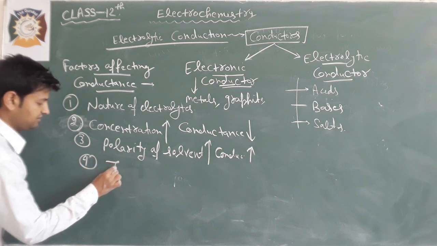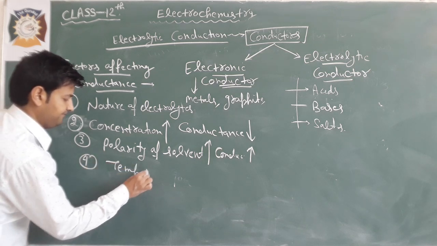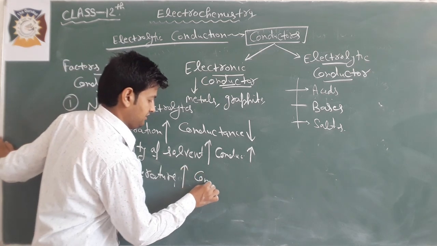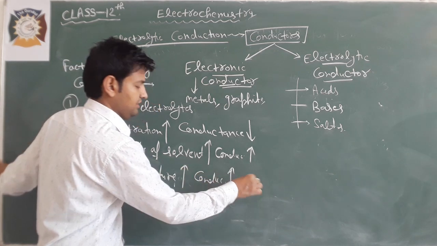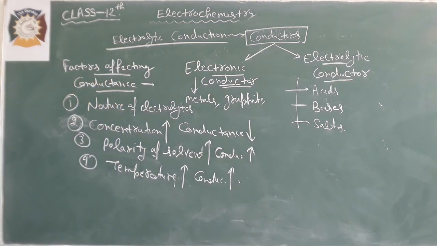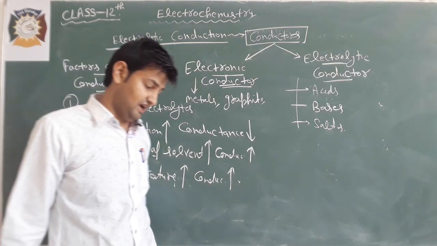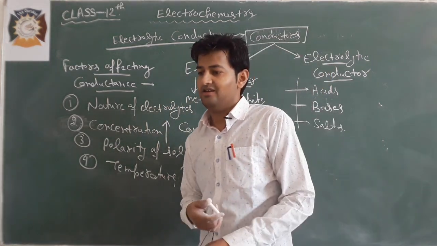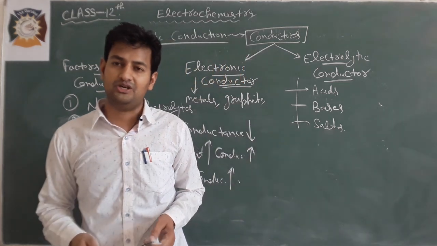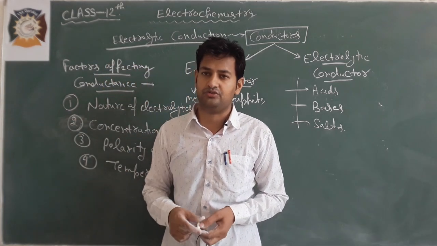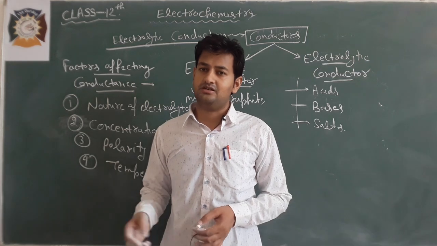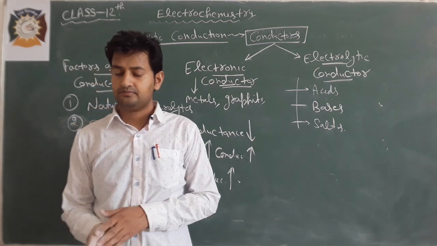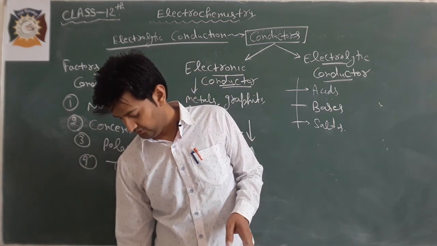Fourth factor is temperature. With an increase in temperature, conductance also increases. Another factor is size: as the size of the ions increases, conductance decreases. And one more point is the viscosity of the solvent. The more viscous the solution, the more conductance decreases. So these are some points which affect the conductance of a solution.